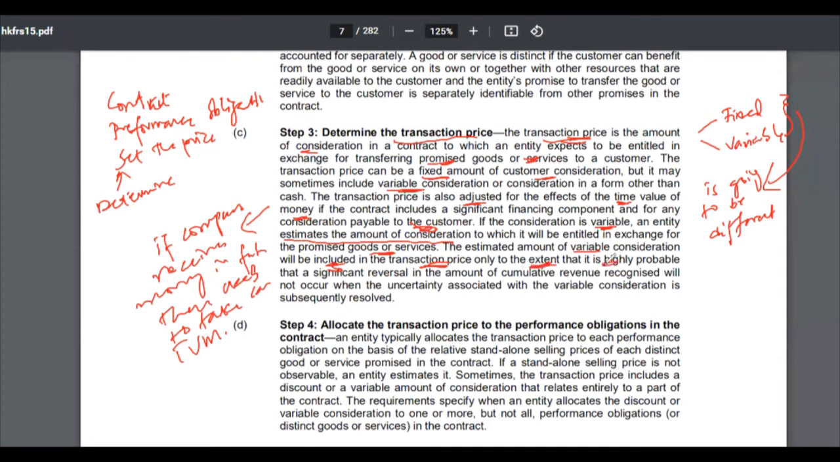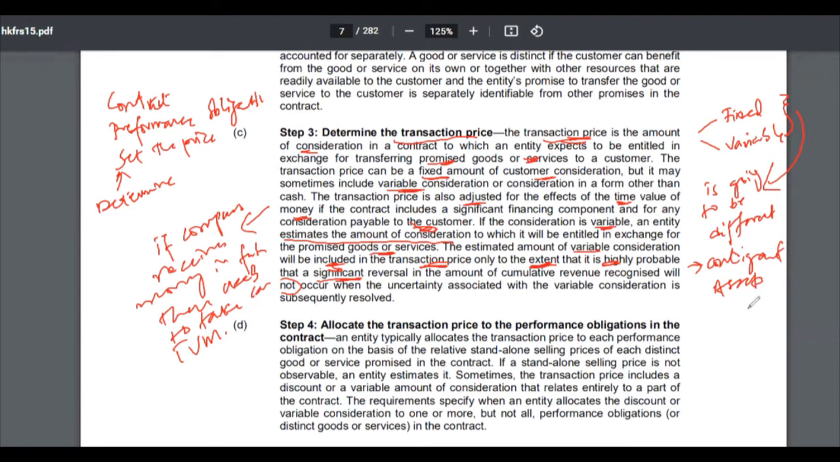Only to the extent that it is highly probable that a significant reversal in the amount of cumulative revenue recognized will not occur. So what it is saying is that for the variable consideration included in the transaction price, the company does not expect that it will be repaid to the customer, right? Remember, accountants are very conservative, and accounting observes conservatism. So for recognizing revenue, there's a very high threshold to be met. This concept is very similar to contingent assets.